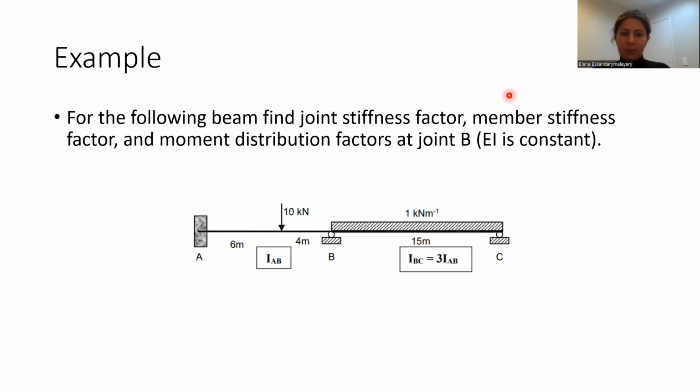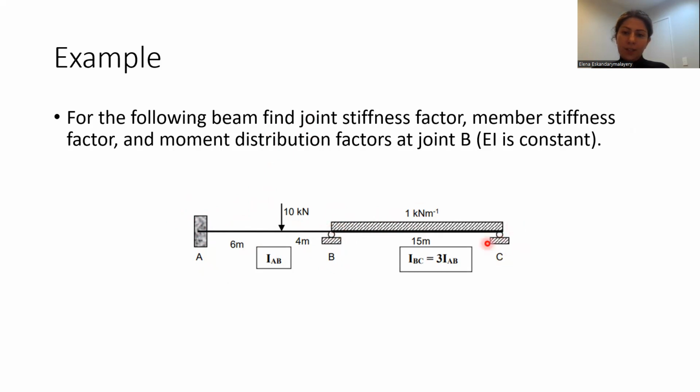Here is another example in which we want to see how to calculate the different factors. As you can see, we have one end fixed support at A. We have a pin, and as you can see, we have a continuous beam here. There is no internal hinge here, so it is continuous. If it was an internal hinge, that would be another story.